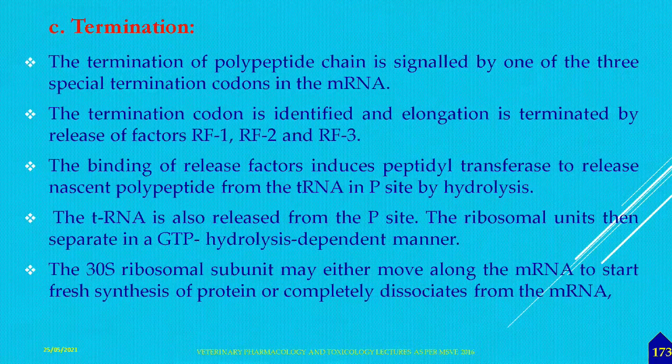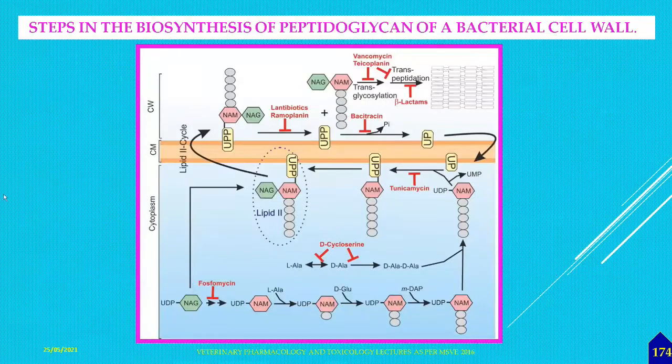And the binding release factors induce the transpeptidase transferase to release the nascent polypeptide from the tRNA in the P site by hydrolysis. So the tRNA is released from the P site. The ribosomal subunits then separate in a GTP hydrolysis dependent manner. So the 30S ribosomal subunit may either move along the mRNA to start fresh synthesis of protein, or completely dissociate from mRNA. That is the end stage. So this is the same thing.